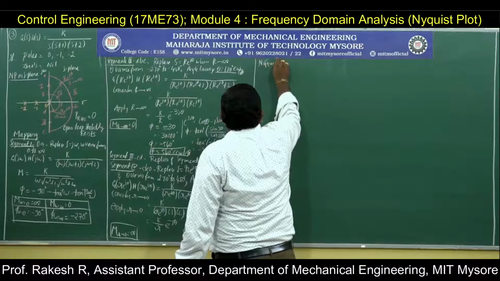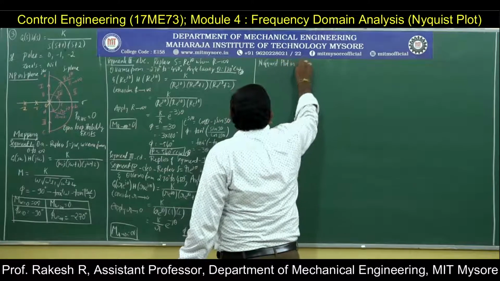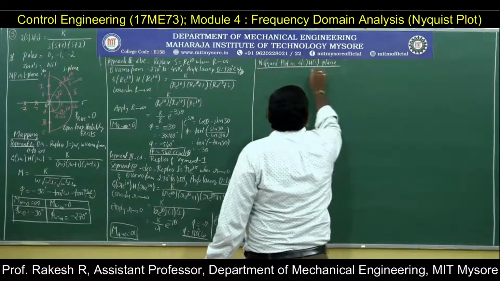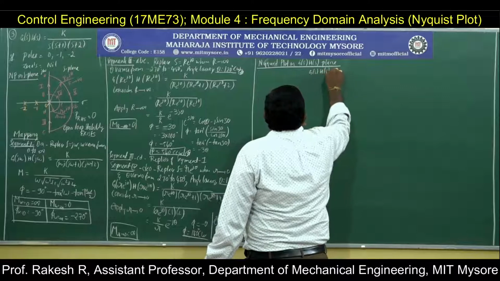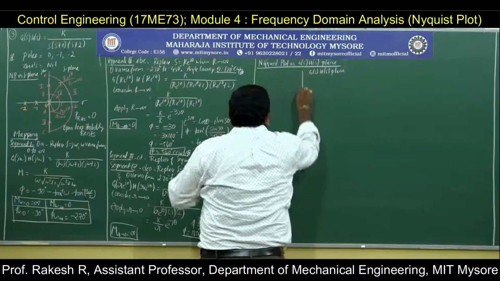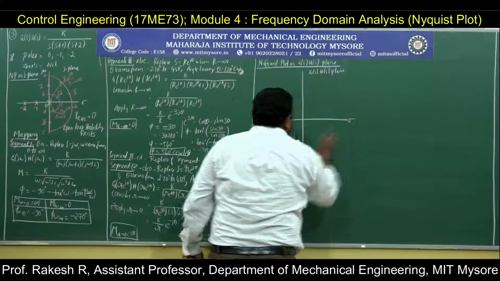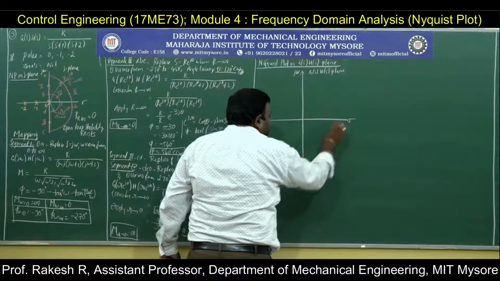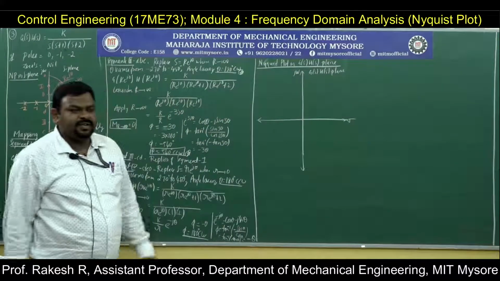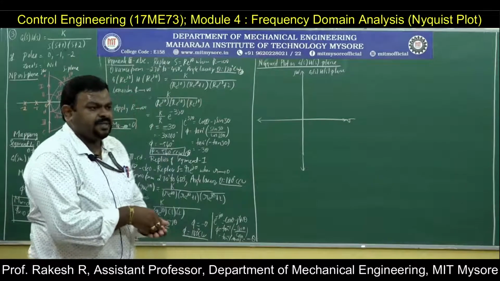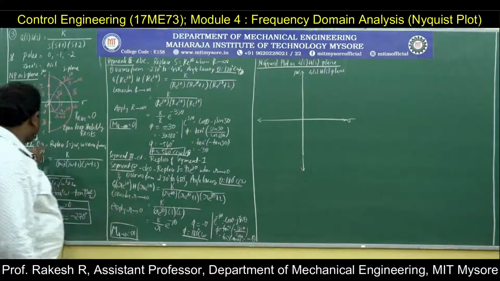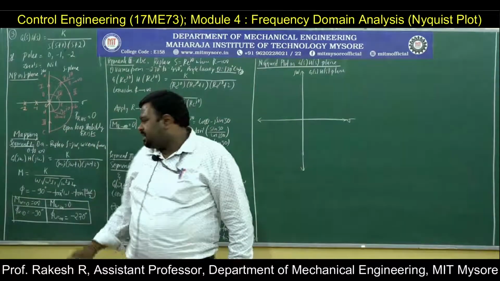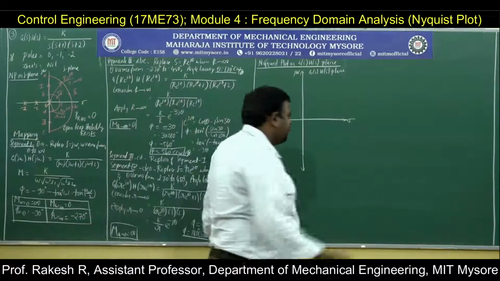So Nyquist plot in G of S, H of S plane. So first I will write G of S, H of S plane, then this is a real part sigma and this is an imaginary part j omega. So the first thing is I have to write for first segment. What is the first segment? Segment is OA. First I have to locate what is the angle. What is the angle here? Minus 90 degree.